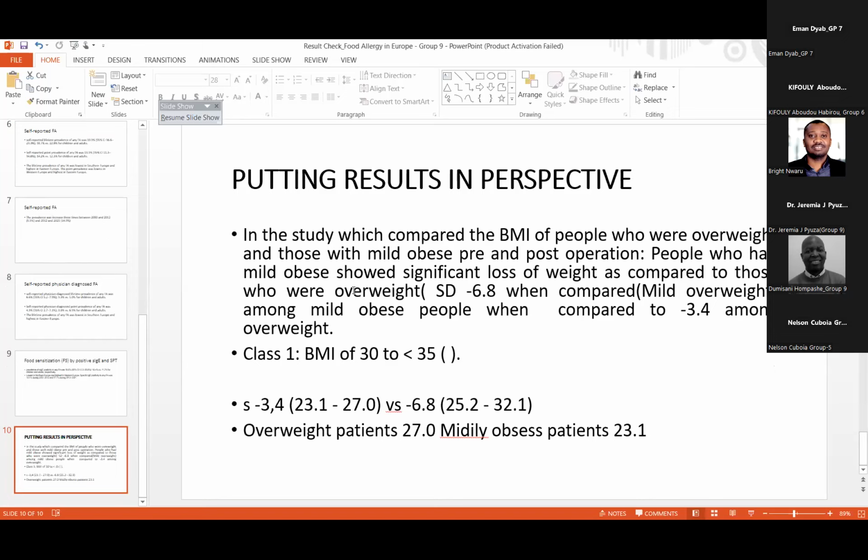For us, in the study which compared the BMI of people who were overweight and those who were mildly obese pre and post operation, the finding was that obese people showed significant loss of weight compared to those who were overweight, with a decrease of weight of -6.8 compared to those who had mild overweight, who only decreased by 3.4. The question is, these are two different groups. So we don't know exactly if the comparison made sense because two different groups were compared. But quantitatively, those who had mild obese showed a higher decrease of weight.